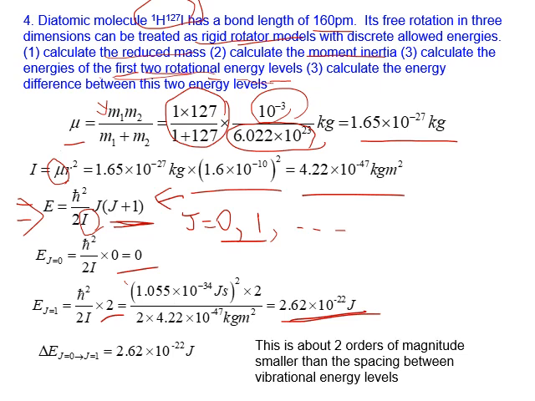Now, if you compare with the energy for vibration, you can see this is 2 orders of magnitude smaller, and that falls in the microwave range. So vibration energy is higher, in the infrared, but rotation is lower energy, in the microwave range.